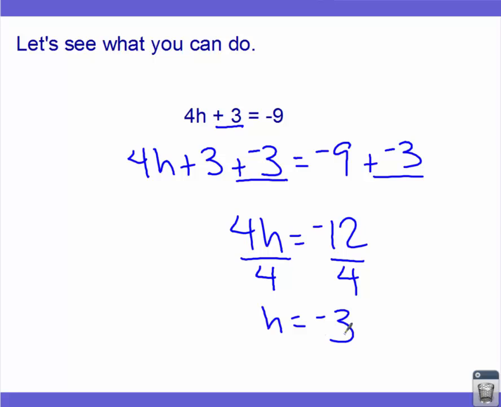Now, if we take this negative 3 and plug it back into the original equation, 4 times negative 3 plus 3, does that actually equal negative 9? Well, 4 times negative 3 is negative 12. Negative 12 plus 3 does give me negative 9. So all equations have a built-in checking mechanism. Well, let's try another one.